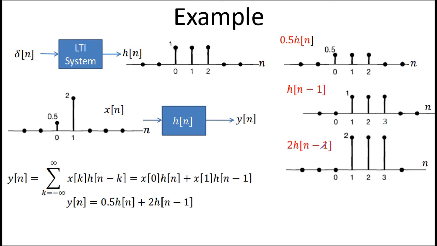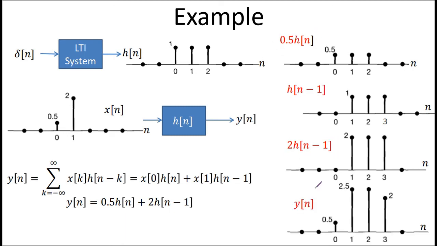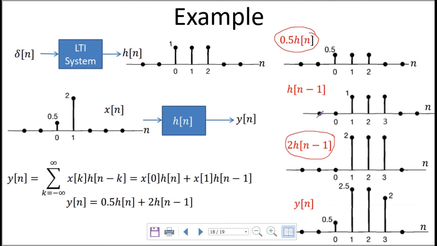Now what you need to do is add this signal and this signal to get y of n. So this is what you do, y of n. For n equal to 0, there is only one stem of value 0.5 corresponding to the first term, and therefore the resultant value will be 0.5 for n equal to 0. And for n equal to 1, it is 0.5 plus 2, so it is going to be 2.5.